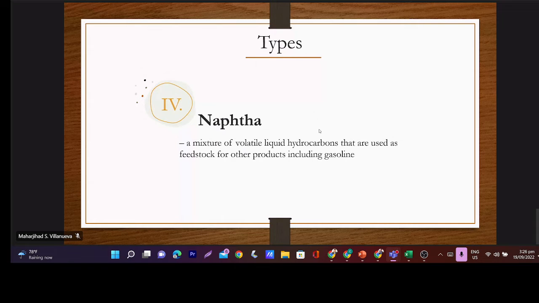Naphtha. It is a mixture of volatile liquid hydrocarbons that are used as feedstock for other products including gasoline. Ito naman po ang tinatawag po na white gas. Flammable liquid hydrocarbon mixture produced from natural gas condensate, petroleum distillate, and distillation of coal, tar, and also be crude oil or refined kerosene. Most common po siya sa mga lanterns and torches.